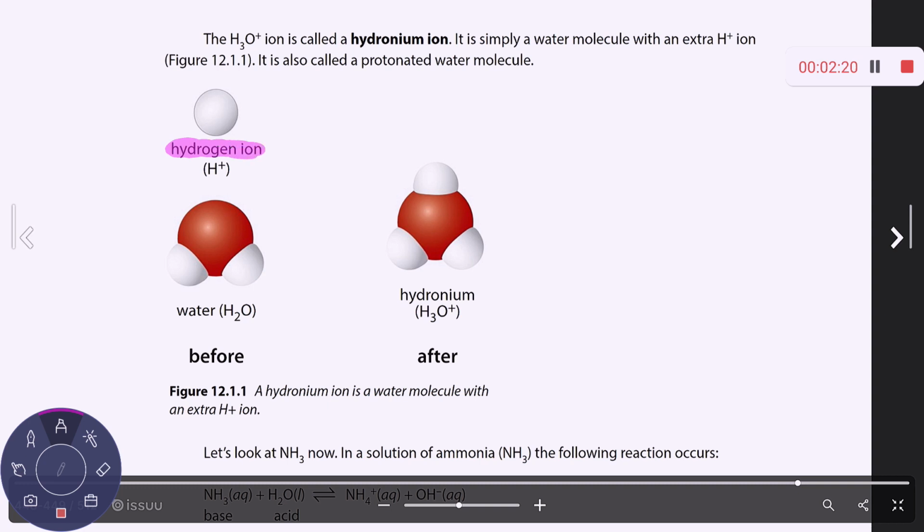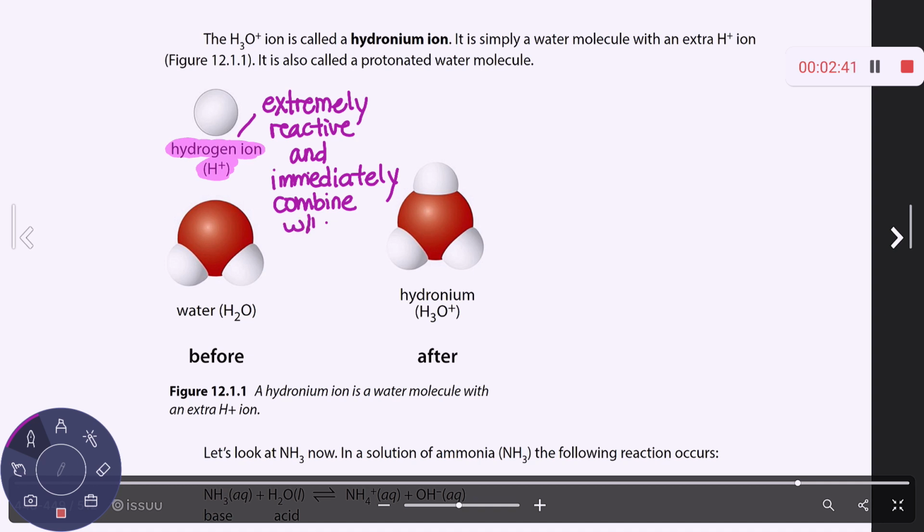This white sphere is a hydrogen ion. Make a note that hydrogen ions are extremely reactive and immediately combine with water. So that means hydrogen will combine with water. So there's those two, and then they form this, the hydronium ion.